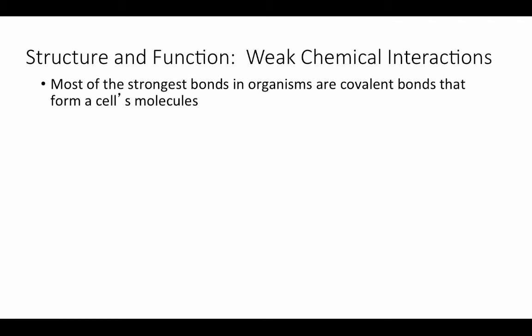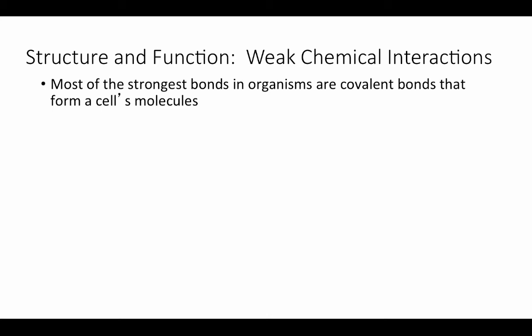So there can be strong and weak chemical interactions. We saw that covalent bonds are relatively strong bonds. So these are going to form the structure of the molecules, in terms of the order of atoms in, say, a long chain molecule.